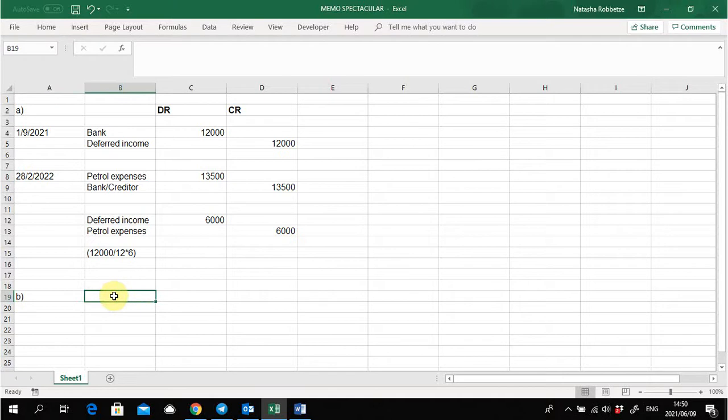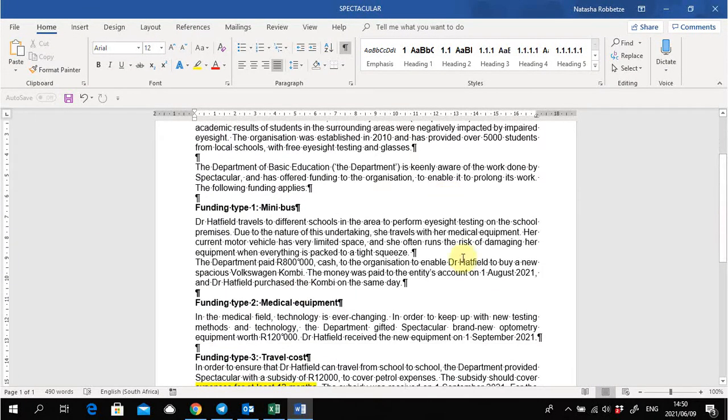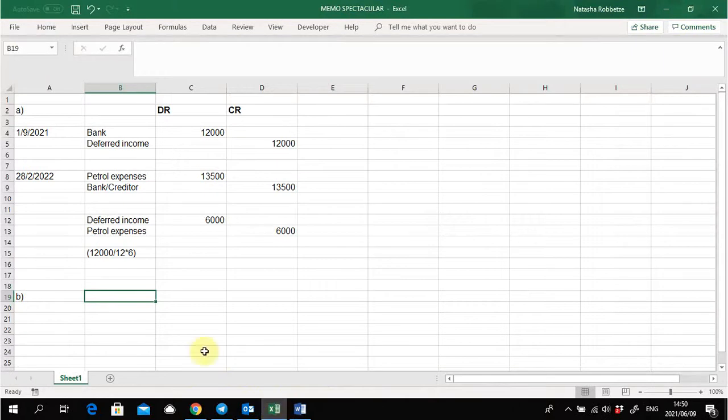For required B, they ask us to do the general journal entries for the monetary government asset-based grant. So this would be where we get money to buy the combi. So this is the monetary because they tell us that we get 800,000 Rand in cash, but then Dr. Hatfield has to buy a combi with this money. So here I'm now going to say for B, I am recognizing on, let me just check the date on which we received this cash. They tell us that it is on 1 August 2021. So for 1 August 2021, we receive cash from the department, 800,000 Rand.